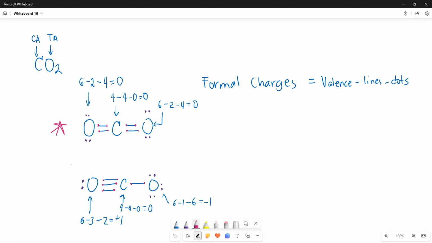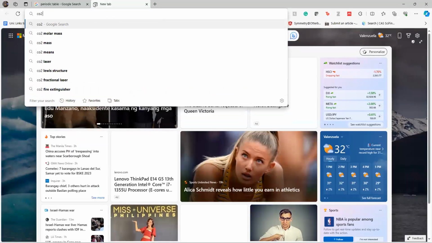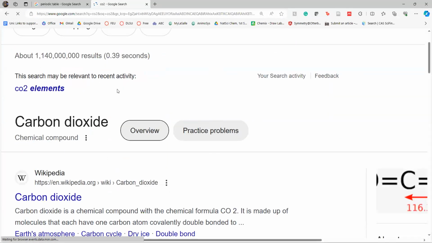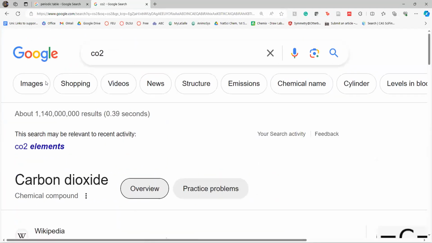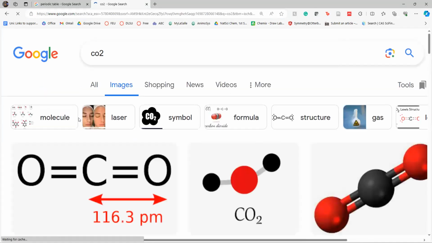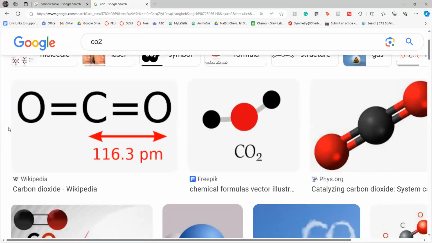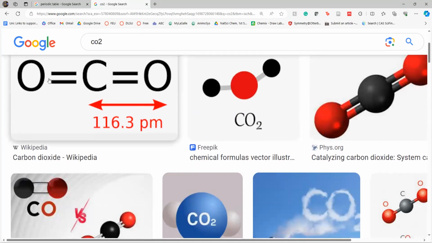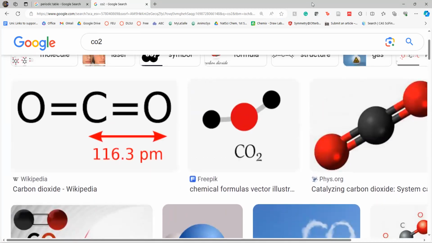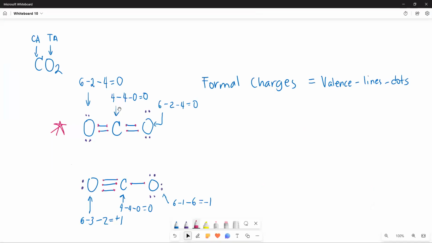And in fact, if you Google it, let me show you. Let's Google this thing. Okay, so let me just type CO2. Tingnan niya. For CO2, ano yung structure niya? Let's go to images. Tingnan niya, oh, di ba? So that's the structure for CO2. That is the only possible structure because that structure has no formal charges, meaning it's very stable.